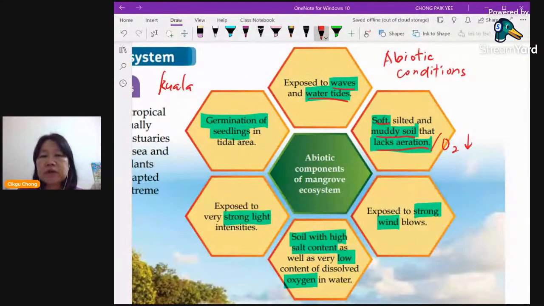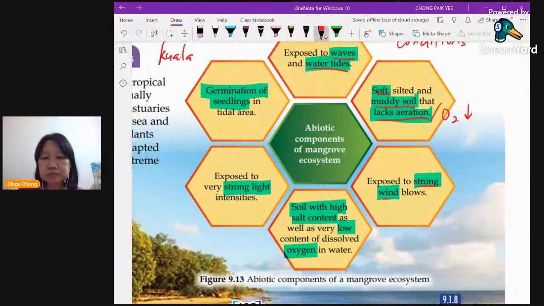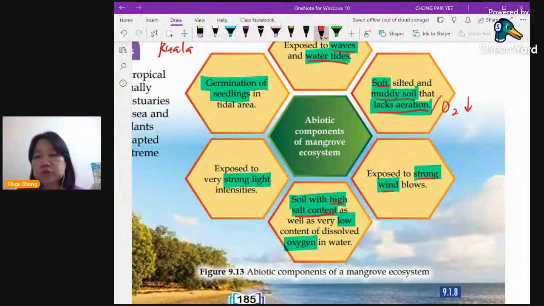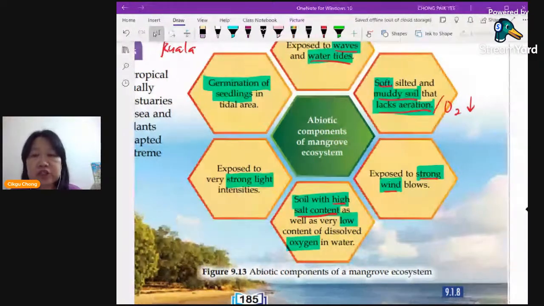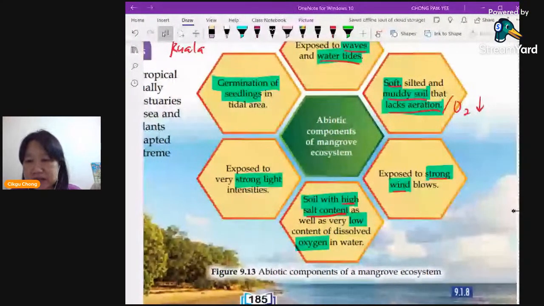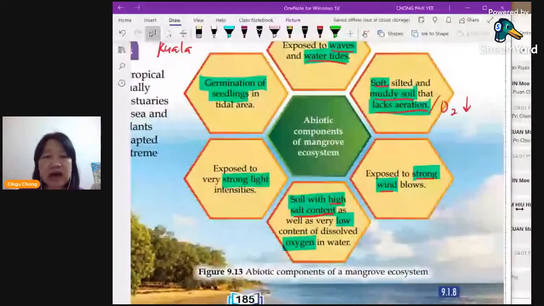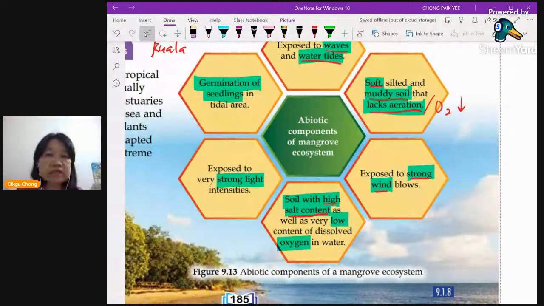And then it's exposed to strong wind. So at the river mouth here, there could be strong winds coming from the sea. Another condition here is high salt content. You have seen all this before, if you refer back to your notes in chapter 7, your adaptation of plants. So this is high salt content or high salinity. Salinity means the saltiness.